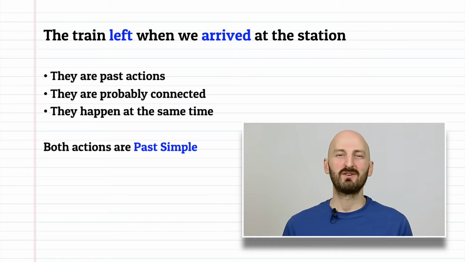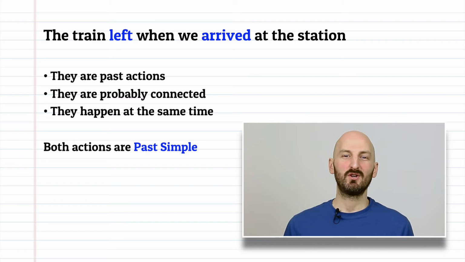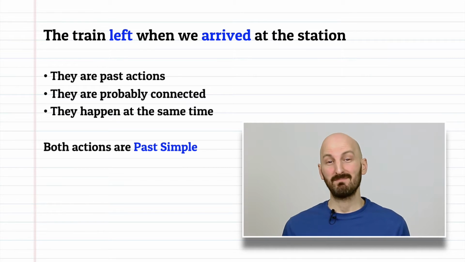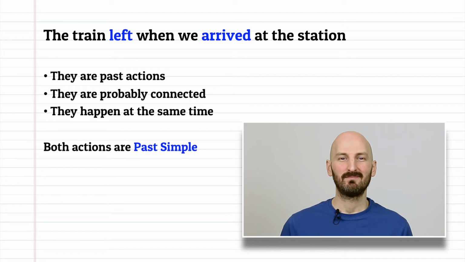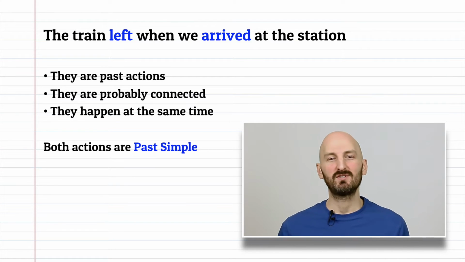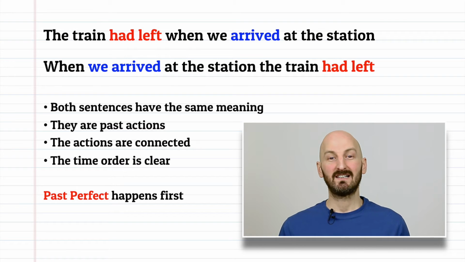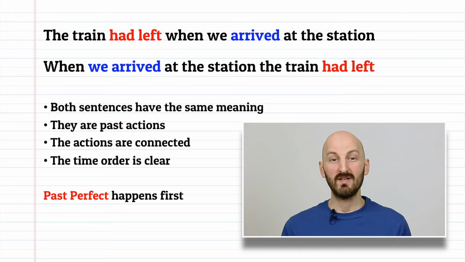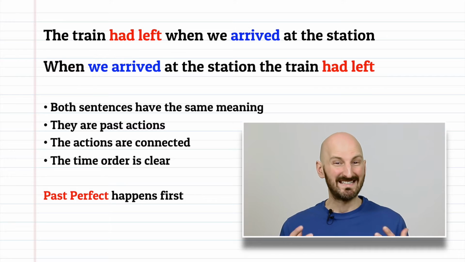So let's look at another example. The train left when we arrived at the station. Both actions are past simple, so we don't know which one happened first. In fact, it sounds like both actions happen at the same time. The meaning is unclear. To show that the train left the station before we arrived, we must use past perfect. The train had left when we arrived at the station. The first action is now in past perfect, so we know it happened earlier, before we arrived, in past simple. The meaning and the time order of events is clear.